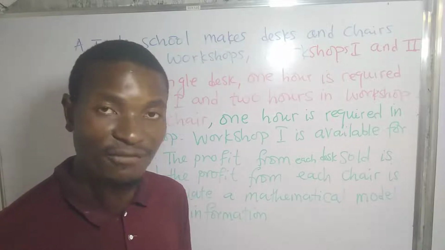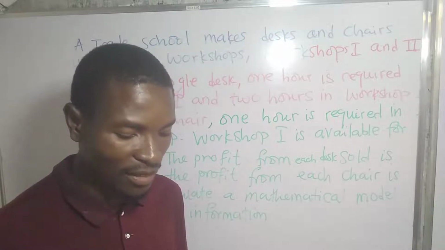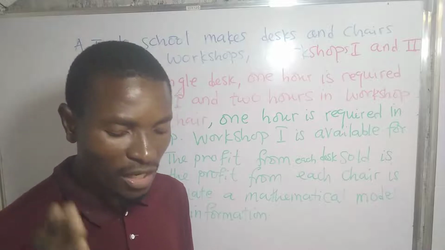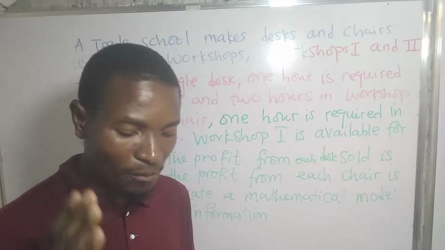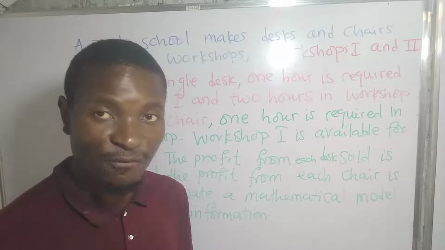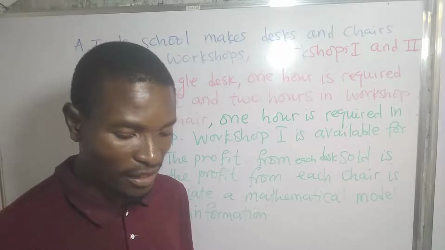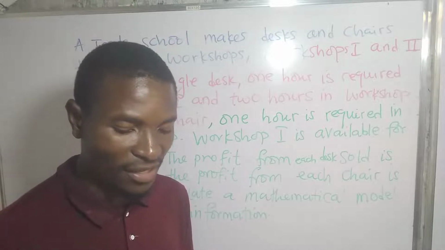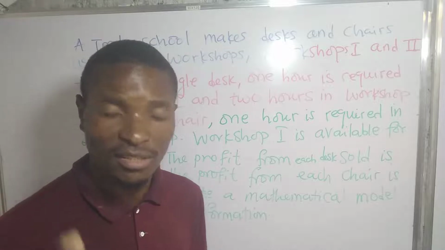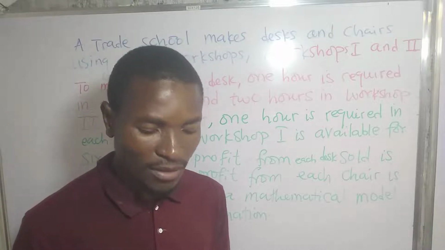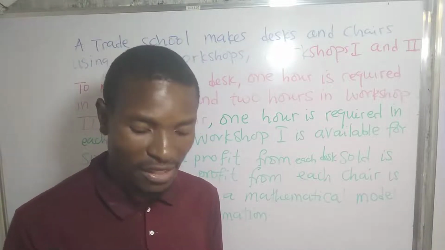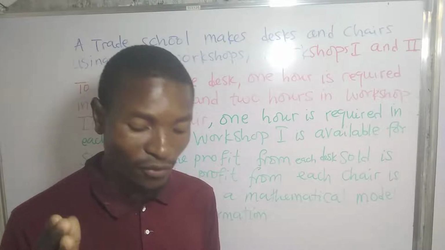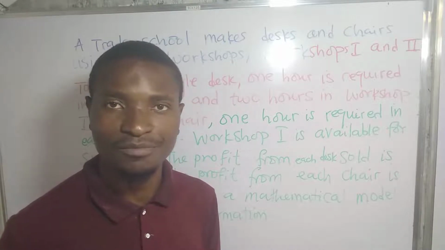Workshop 1 is available only for 6 hours. The profit from each desk sold is 550, and the profit from each chair sold is 475. So the question is saying, formulate a mathematical model for the given information.